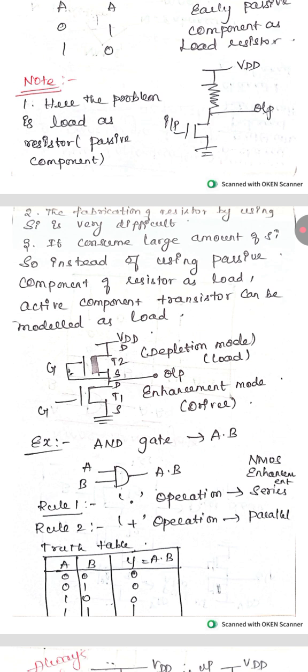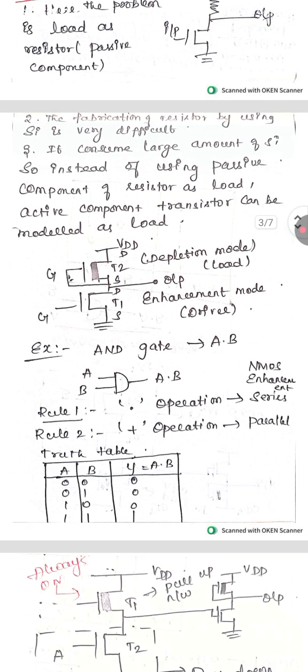So what is the combination of the AND gate? Two-input AND gate: 0 0, 0 1, 1 0, 1 1. These are the combinations, because two inputs means 2 power n, which is 2 power 2, equal to 4 possible combinations. For the AND logic, whenever both inputs are enabled, that is A equal to 1 and B equal to 1, our output is 1. Otherwise, in the remaining cases, our output is 0. So this is the truth table. With that truth table, we are going to check whether it is satisfied using NMOS logic, and we are going to design the model for that.